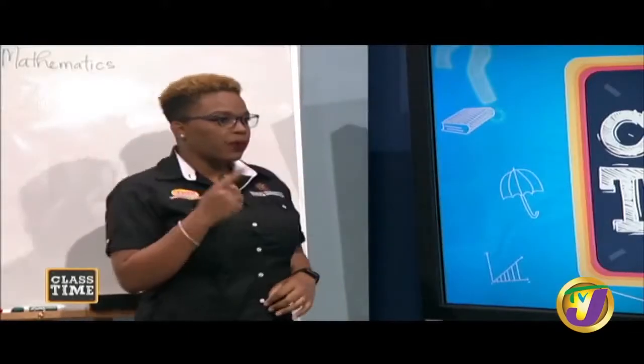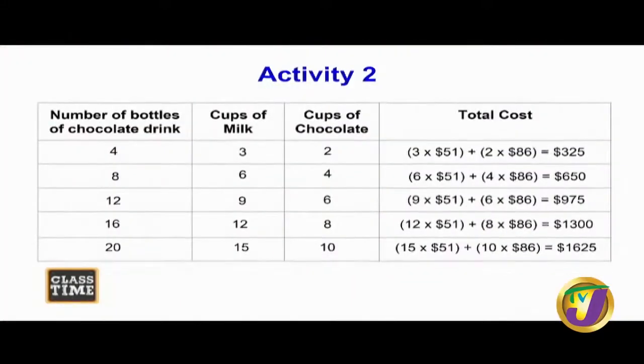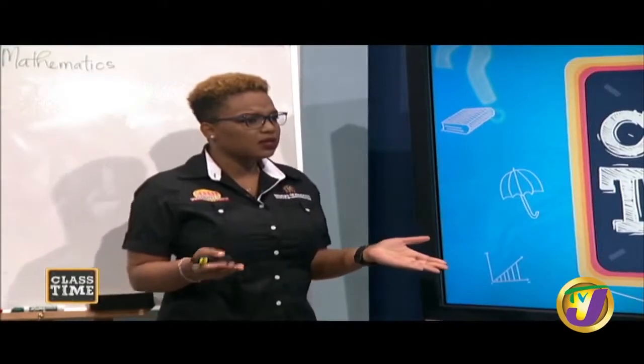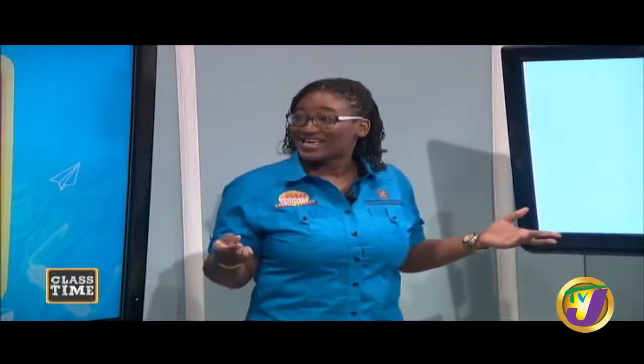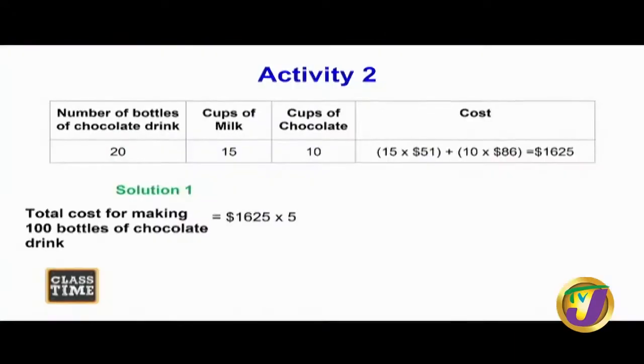All right, so we picked up on a pattern earlier, right? And now we're at 20 bottles of chocolate drink. But I know that 20 gives me 100, which means that 20 into 100 goes 5 times. So if I know the cost of making 20 bottles of chocolate drink, then I can find 100 quick and fast. Let's multiply that by 5. There you go. So if we know the cost for 20 bottles, then we can simply multiply by 5 to find the cost for 100 bottles. Excellent, girl. You're on a roll.